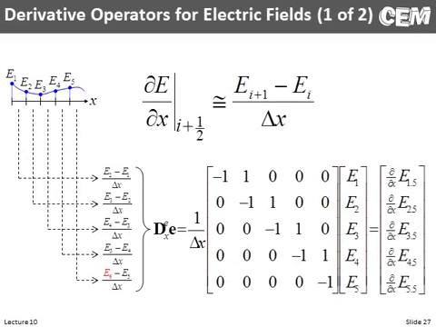So here's our derivative operator for calculating the derivative of the electric fields in the x direction for a one-dimensional grid. And we also use Dirichlet boundary conditions.